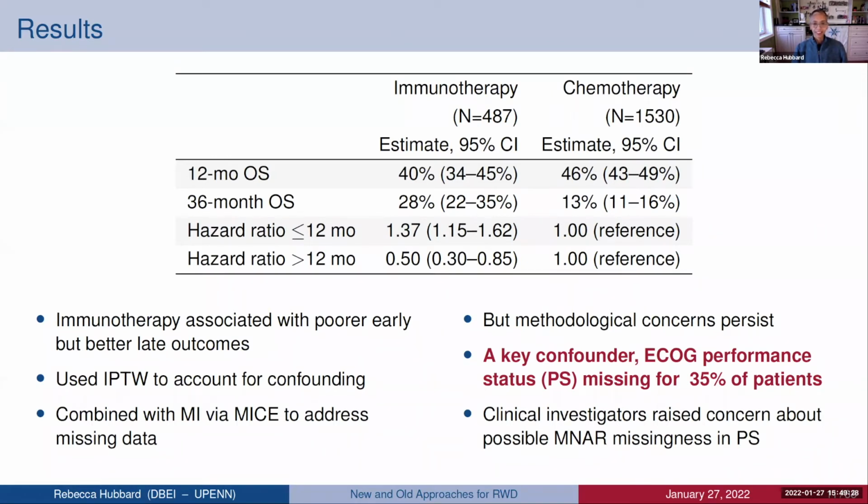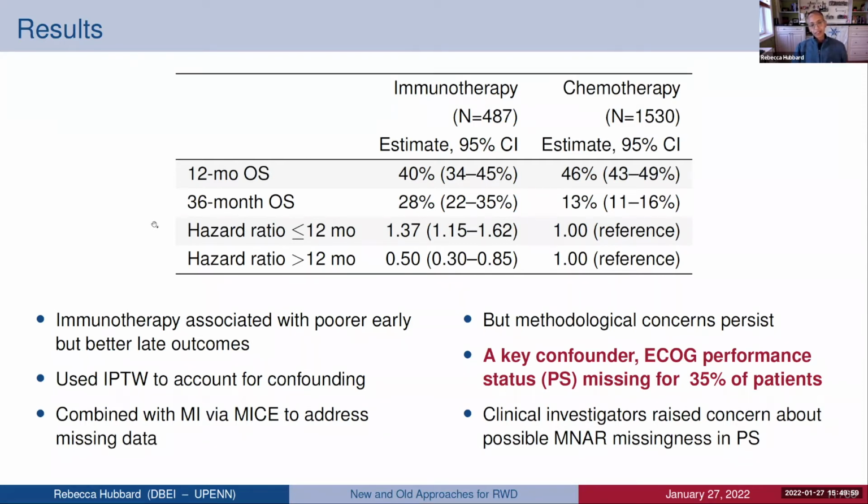So the high-level conclusion that we came to was that immunotherapy was associated with poorer early outcomes, but better late outcomes. If you take a look at this table, we have 12-month and 36-month overall survival in each of the two groups. You can see at 12 months, overall survival is lower in the immunotherapy group compared to the chemotherapy group. But by the time we get out to 36 months, overall survival is better in the immunotherapy group compared to the chemotherapy group.